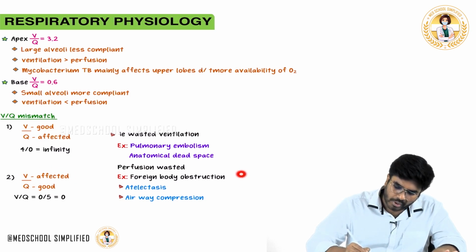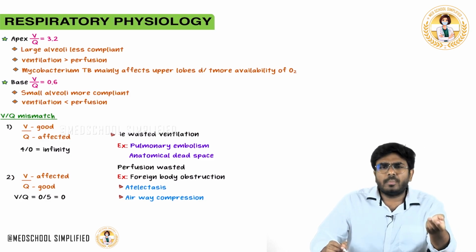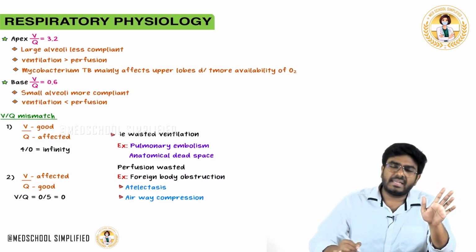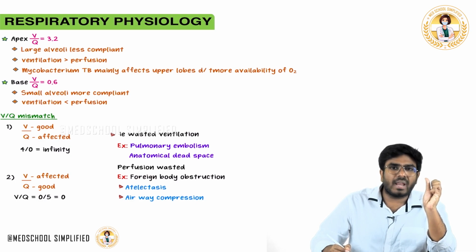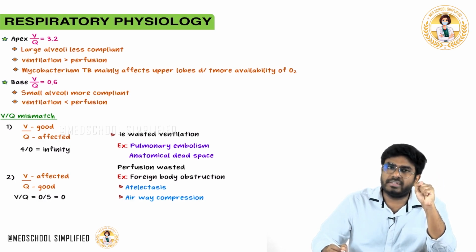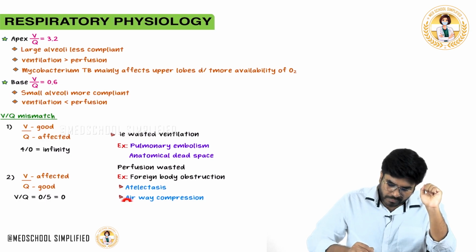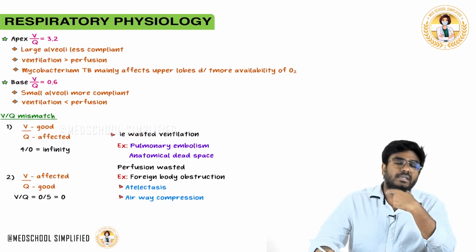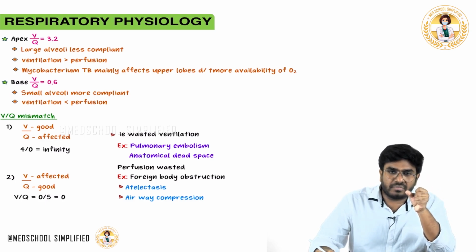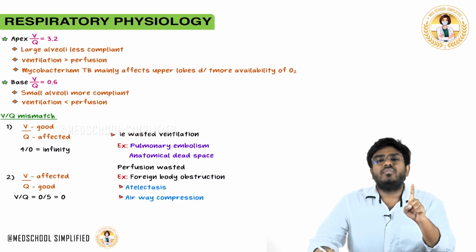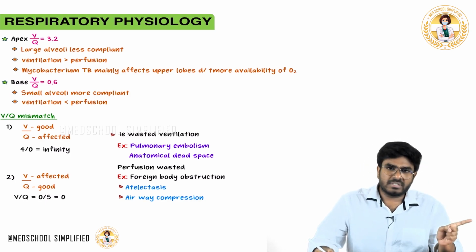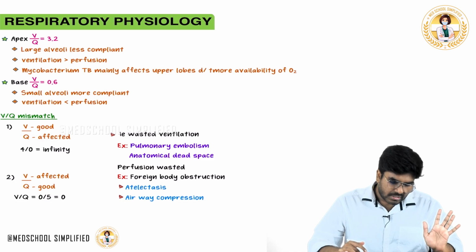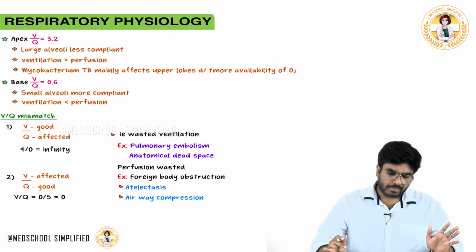Ventilation is affected in foreign body obstruction. If there is a foreign body obstruction, automatically the amount of air that will go there will be affected. In atelectasis, there is complete collapse of the alveoli, so no air is going there. Ventilation is affected. Now if the patient has any tumor compressing the airways, goiter, or some cancer which is causing compression of the airways, ventilation is affected. Ventilation affected means the V/Q ratio will become 0. So these are the conditions in which ventilation and perfusion are mismatched.